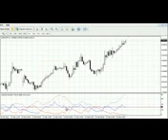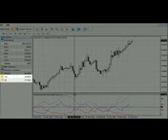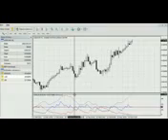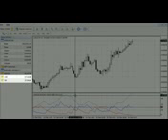Now we had the crossover here when minus DI crossed above plus DI. If we open up the data window, we can see exactly when that crossover took place. On this day, if we look in the data window, we can see that plus DI was still greater than minus DI. So the actual crossover took place on this day. This was the day when minus DI rose to be above plus DI.